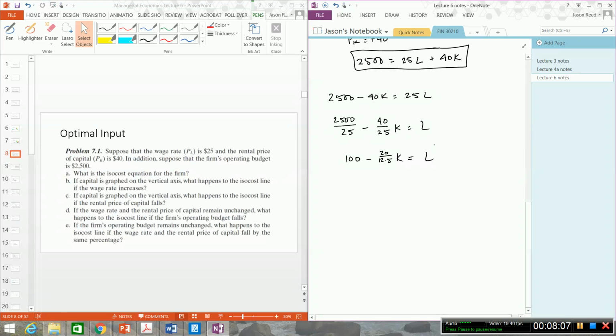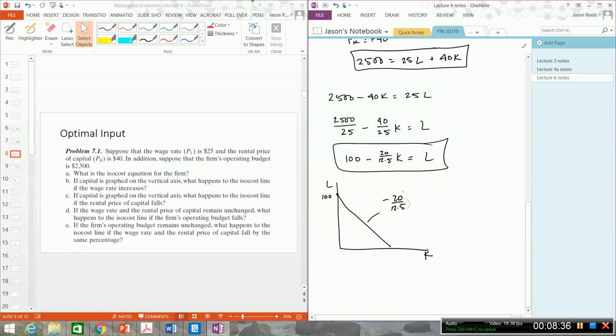So this is a good equation that shows a relationship between L and K, where L, if we were to graph this, would be on the vertical axis and K on the horizontal axis, where if we devoted all of our resources to L, we would have a y-intercept term of 100. And so we have a slope then of negative 20 over 12.5.